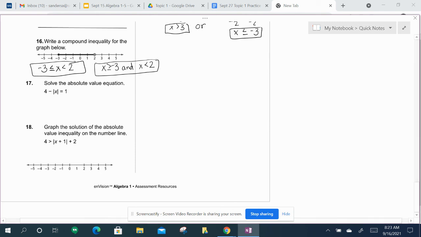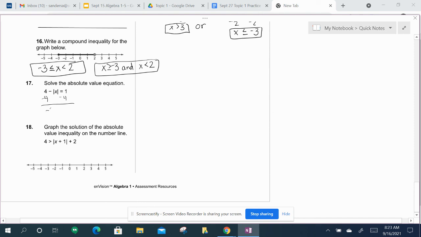All right, finally 17 and 18 get to absolute value equations. What we have to remember with absolute value is we're always going to get two answers. Before we can split it up into two problems, we have to get the absolute value all by itself. In this case, because there's a 4 over there and it's not inside the absolute value, I'm going to start by subtracting 4 from each side.